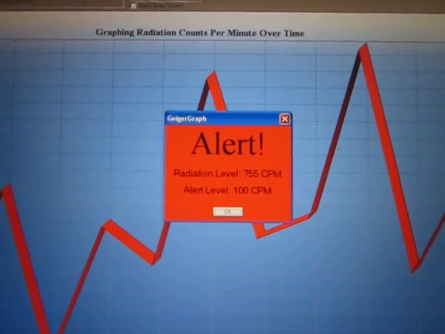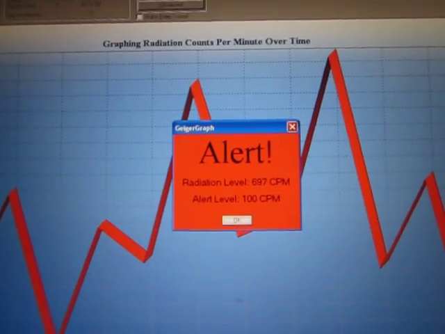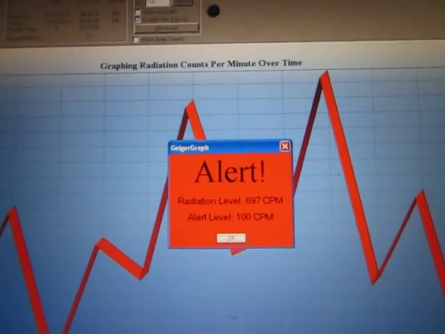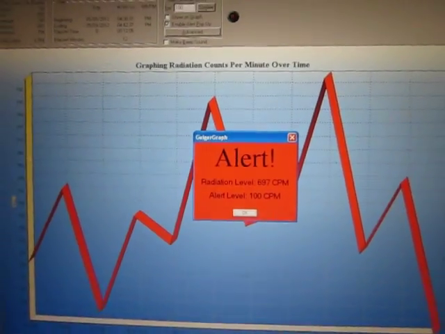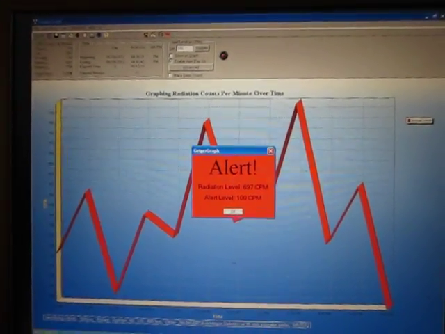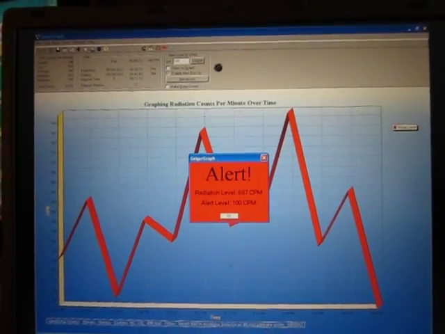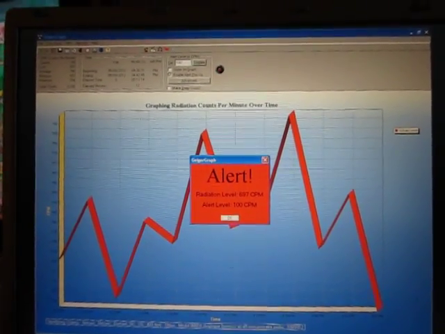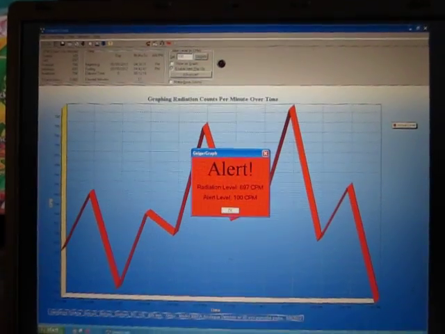Current average for the last minute was 755. This one is 697 counts per minute. I'm going to cut the video off here, folks, because we're at 4 minutes and it takes a very long time to download videos once they get this long, and I'll shoot another one in a few minutes.